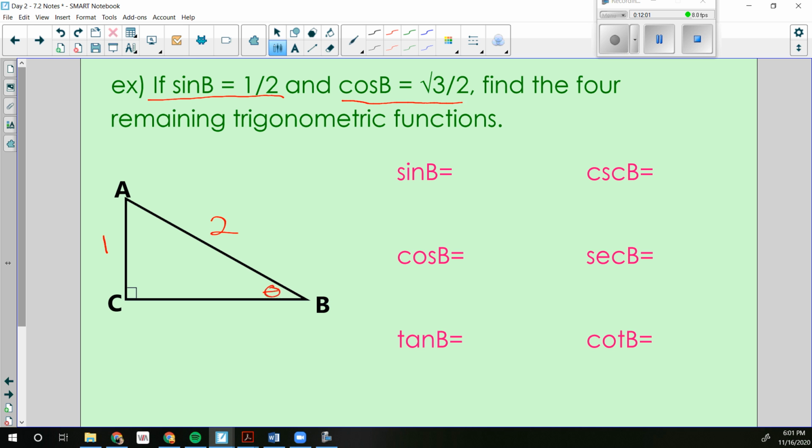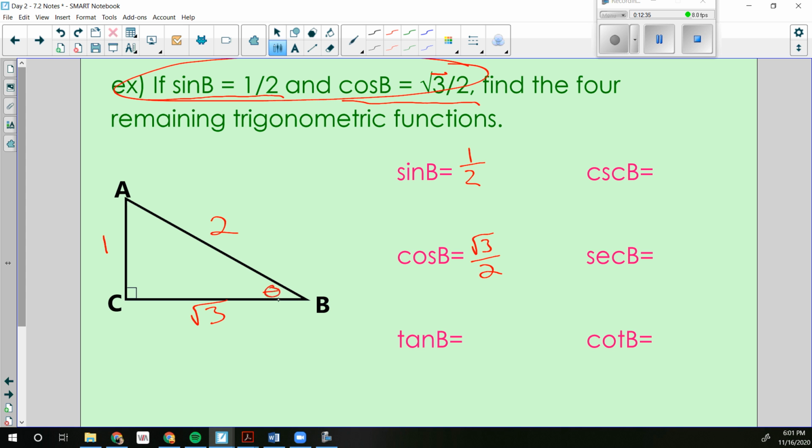Okay, and then cosine of B is square root of 3 over 2. So let's see. Cosine is adjacent over hypotenuse. Again, this is going to work out. We're going to have the adjacent side be square root of 3 over the 2, which I already have. And so I already have my 3 sides. Then it says find the 4 remaining trig functions. So we already had sine of B, which is 1/2. And we also have cosine of B, square root of 3 over 2. They gave us those 2 from up here. Let's find the other ones.